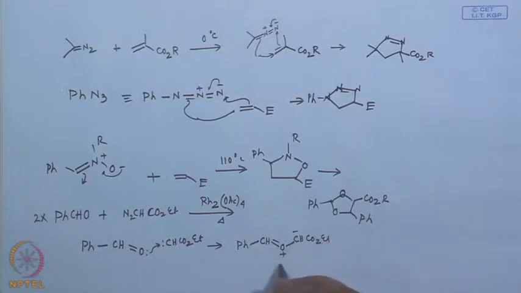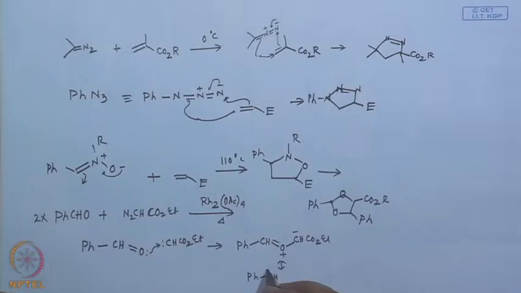So essentially you can write the resonating structure. If you write the resonating structure, you will find this is plus oxygen, and CH and then CO2Et, and this minus, right. There are all kinds of structures here, this could be CH minus and oxygen and C plus.